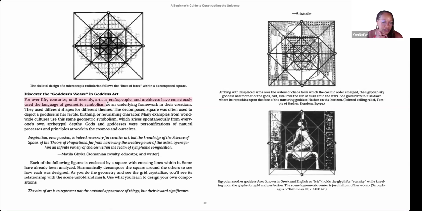Inspiration, even passion, is indeed necessary for creative art, but the knowledge of the science of space and the theory of proportions, far from narrowing the creative power of the artist, opens for him an infinite variety of choices within the realm of symphonic composition. Each of the following figures is enclosed by a square with crossing lines within it. Some have already been analyzed. Harmonically decompose the square around the others to see how each was designed. As you do the geometry and see the grid crystallize, you'll see its relationship with the scene unfold and mesh. Use what you learn to design your own compositions.